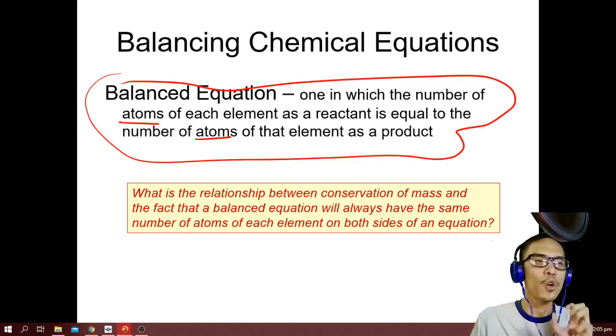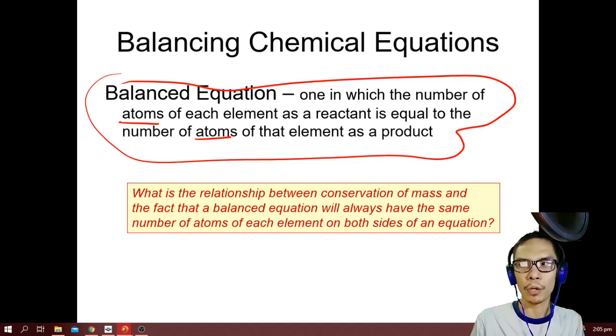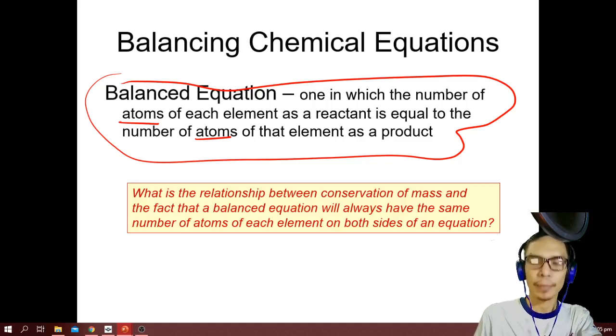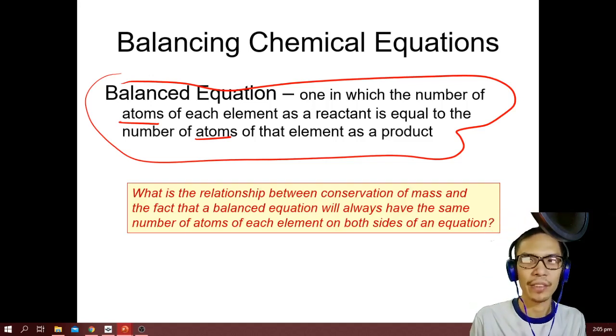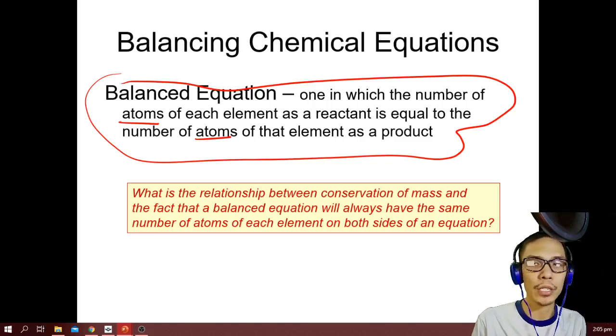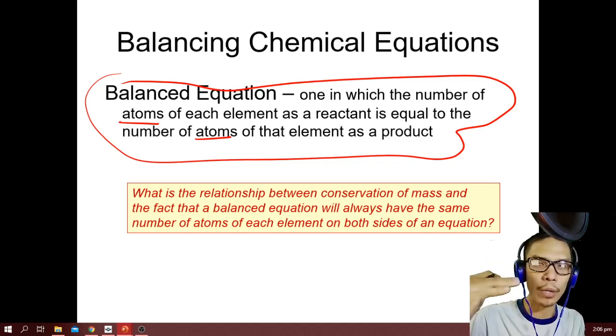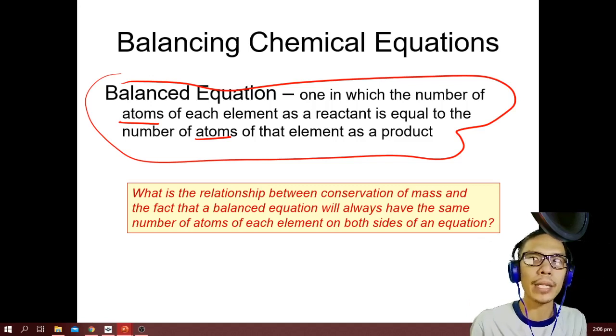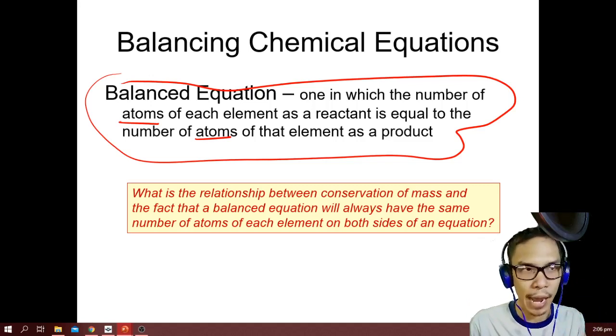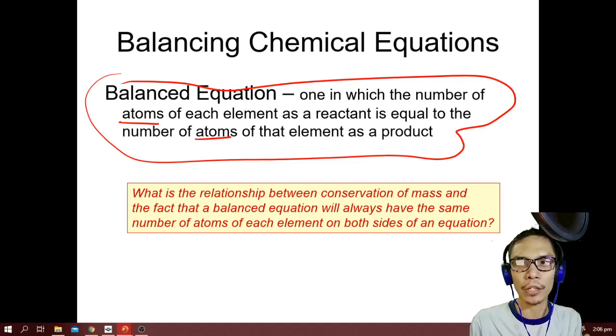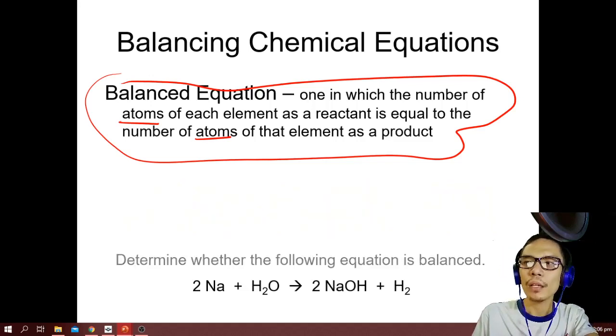Alright, so what is the relationship between conservation of mass and the fact that a balanced equation will always have the same number of atoms of each element on both sides of an equation? They are directly related, guys, because in conservation of mass, you talked about the number of atoms must be balanced; matter is not created nor destroyed. So just like what we will do here, we will try to balance the number of atoms so that there will be no atoms left behind, or there will be no atoms that will enter the chemical reaction out of nowhere. Alright, so that's the key idea here.